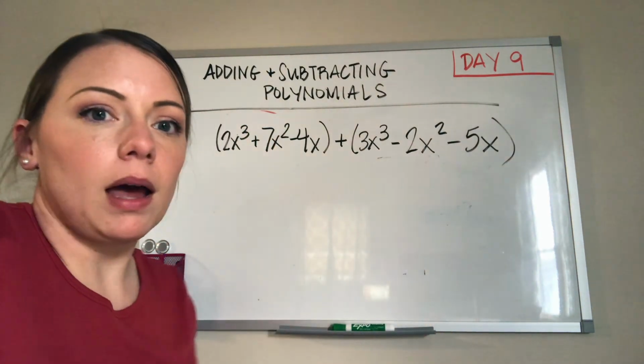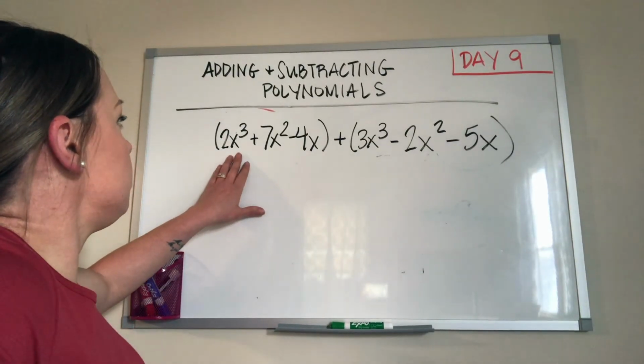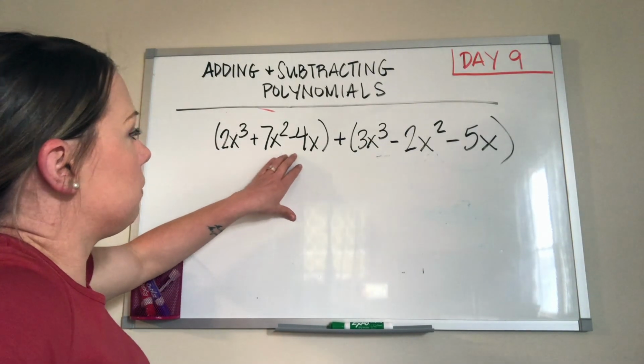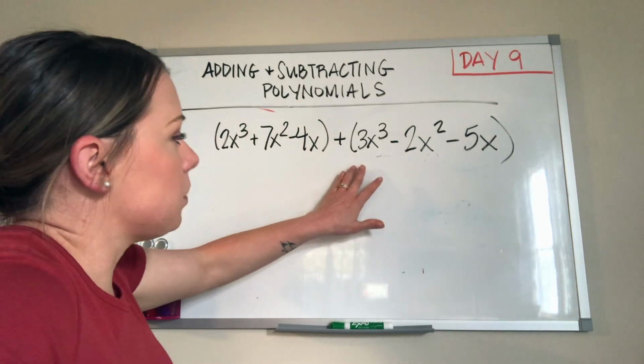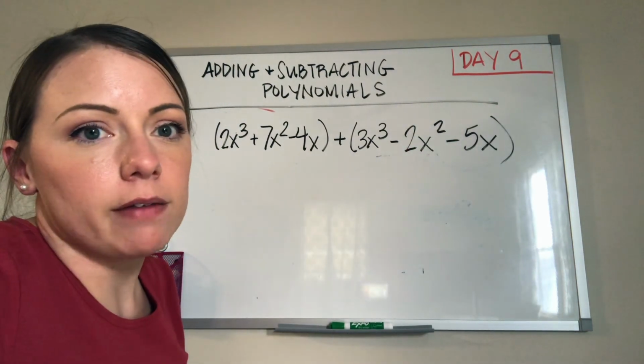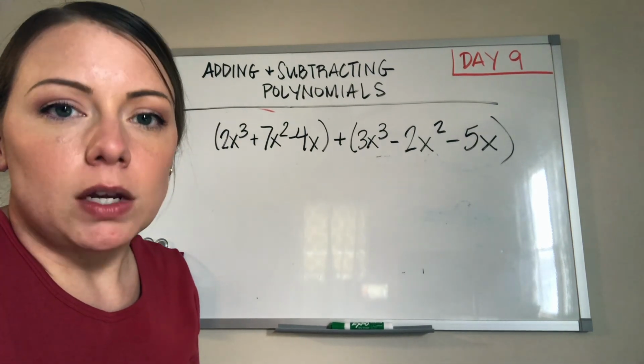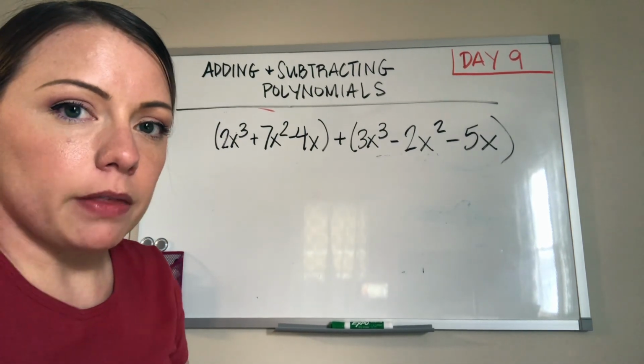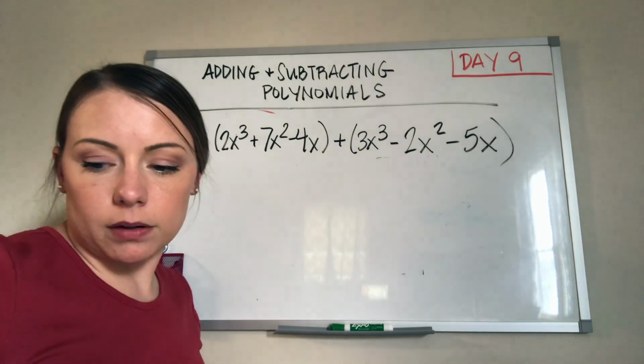All right, so I have the polynomial 2x cubed plus 7x squared minus 4x being added to the polynomial 3x cubed minus 2x squared minus 5x. So again, find your like terms, set them up together, and then add them together.